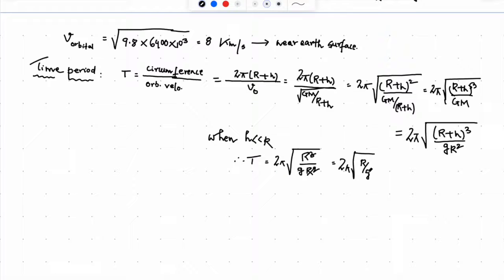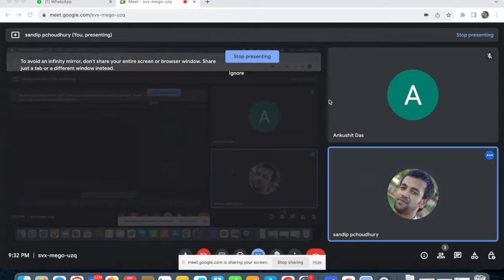Now if I do that, I can put the value of g, r and pi and simplify this, and you will see that the time period that you get will be approximately equal to 1.4 hour. So that means it will take 1.4 hour to rotate the entire earth. Okay, if it is very close, the velocity is 8 km per second, so you can think about it in that way as well. Based on that we can actually find out the time period. Sometimes they do ask you tricky questions and so on. Okay, so this is important. So that's it.